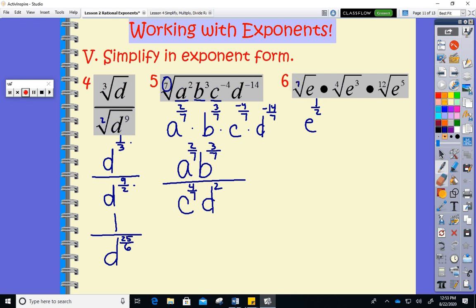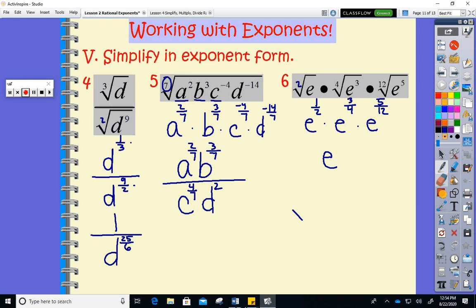Remember, the understood index is 2. On the next one, I've got e to the 3 over 4 power. On the next one, I've got e to the 5 over 12 power. And I know that what I need to do is multiply.